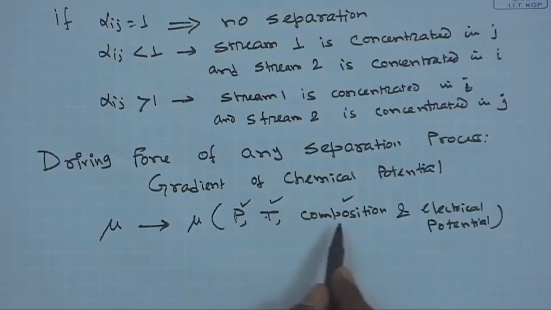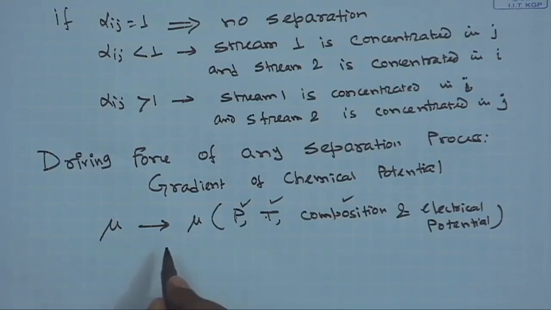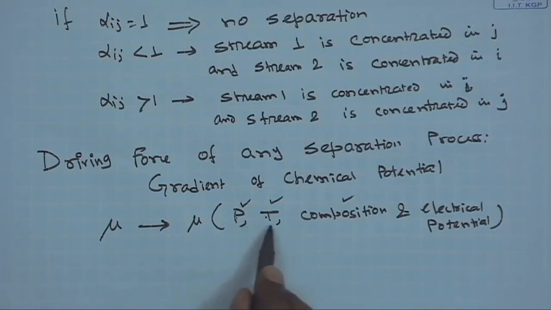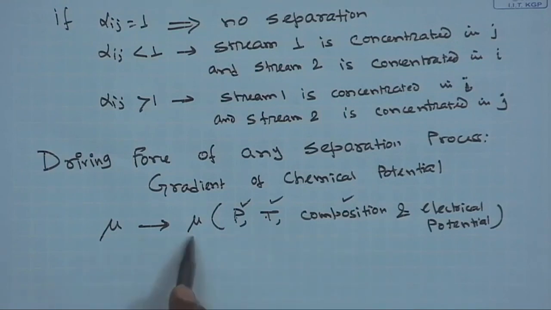Only pressure, temperature, composition, etcetera, are the directly measurable thermodynamic properties, and there exist relations like the Gibbs-Duhem relationship by which these independent properties are related to chemical potential. So, if there is a change in pressure, temperature, or composition of the system, that will lead to a gradient of chemical potential, and that will finally lead to separation of species. There may be a combined effect of these properties, or any one or two of them, or all of them changing, affecting the gradient of chemical potential and leading to separation of the species.